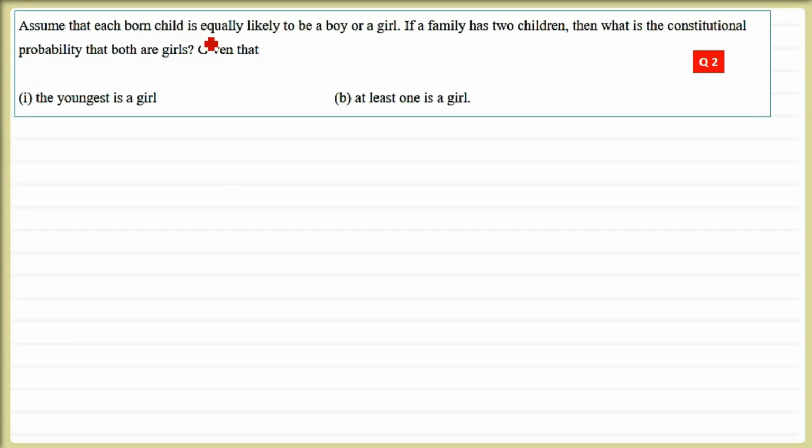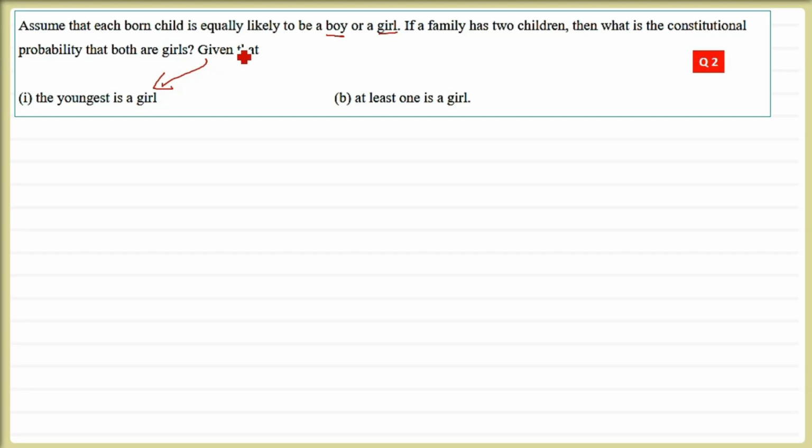Assume that each born child is equally likely to be a boy or a girl. So it can be a boy, it can be a girl, and the chances are equally likely, 50-50%. If the family has 2 children, there is a family, we have 2 children here. So the question being asked is, what is the conditional probability? That is, the conditional probability it should not be a constitutional. There may be a mistake.